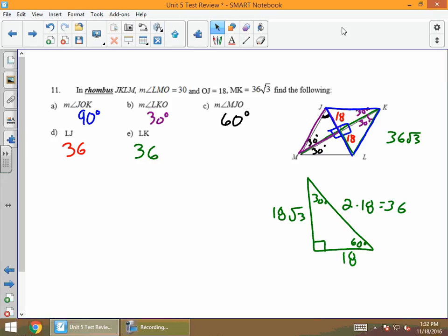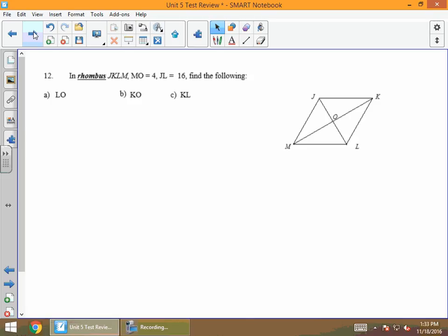Okay, now we need a time. Flip it over. I forgot about this little guy. So we have rhombus JKLM. Let's label our pieces. MO is 4. I know JL is 16. This whole thing is 16. Let's find these various pieces. These are just sides or segments.